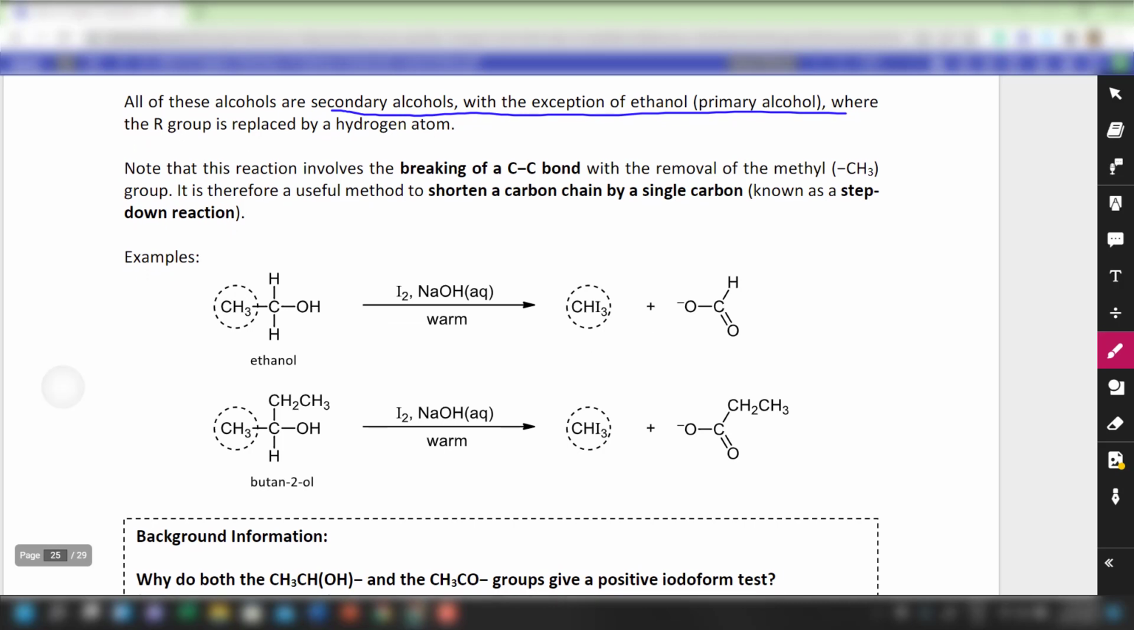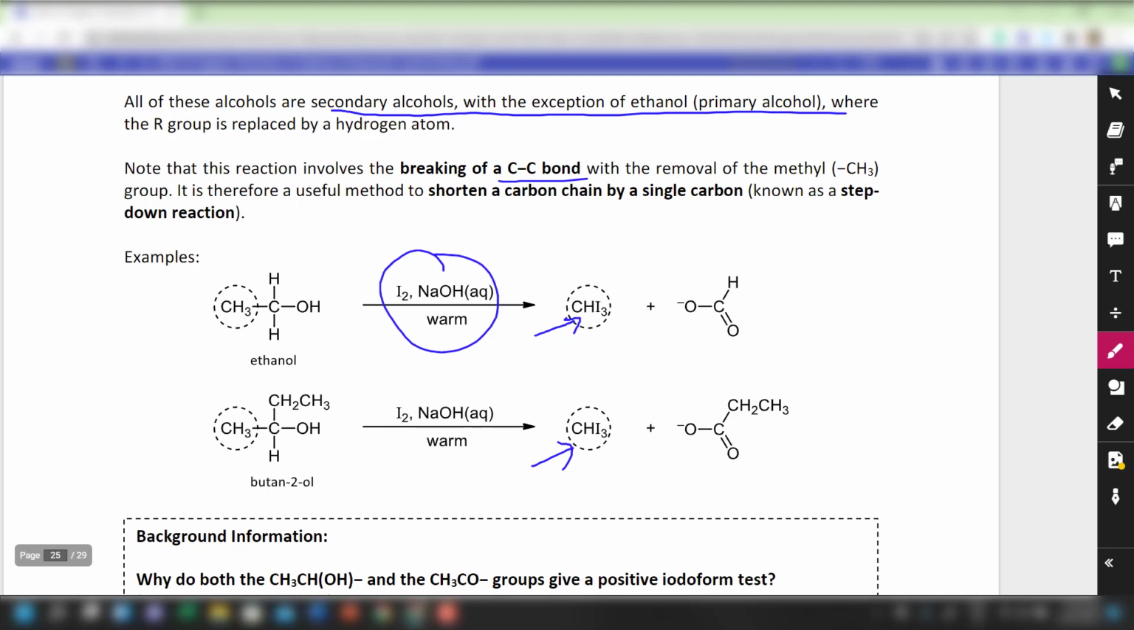Note that this reaction involved the breaking of the C-C bond. Yes, I think you can see that. Basically, the CH3 is being removed, and eventually the CH3 becomes CHI3. I think you guys can see that. The condition you need is iodine in alkaline medium, and then you warm it.